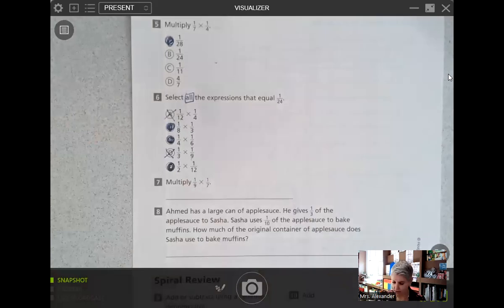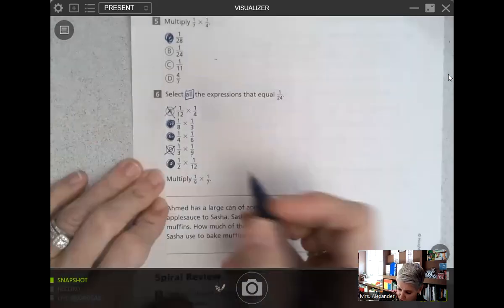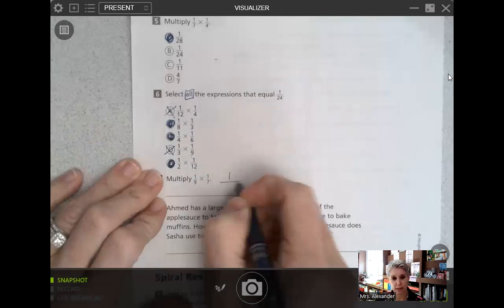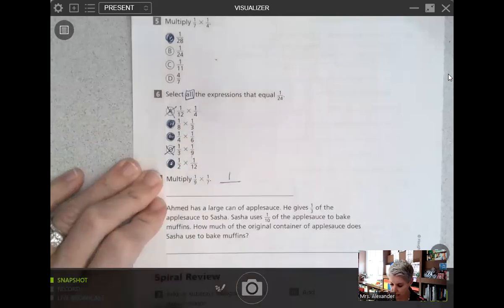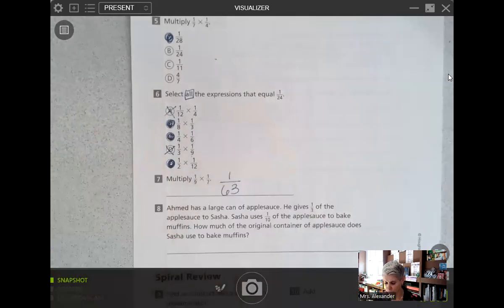All right, again, we're going to multiply our unit fractions. Unit fractions have 1 for their numerator. 1 times 1 is 1. 9 times 7 is 63. That's our final answer there.